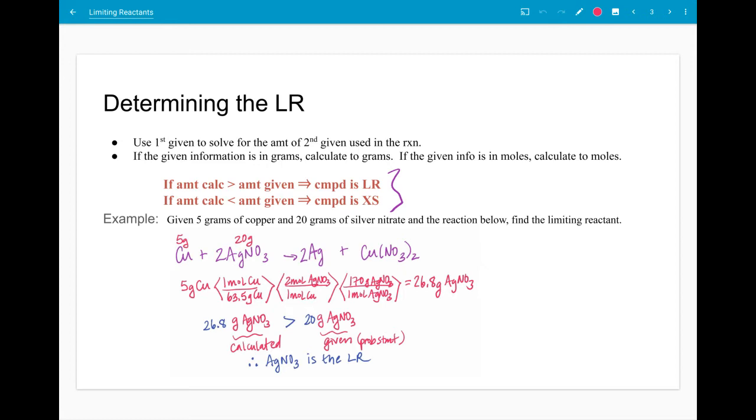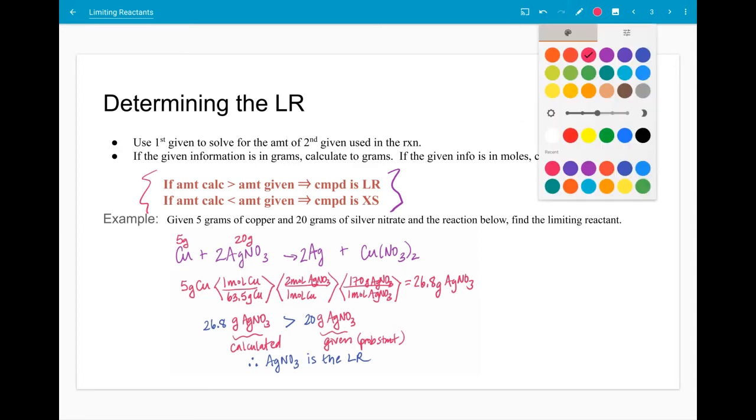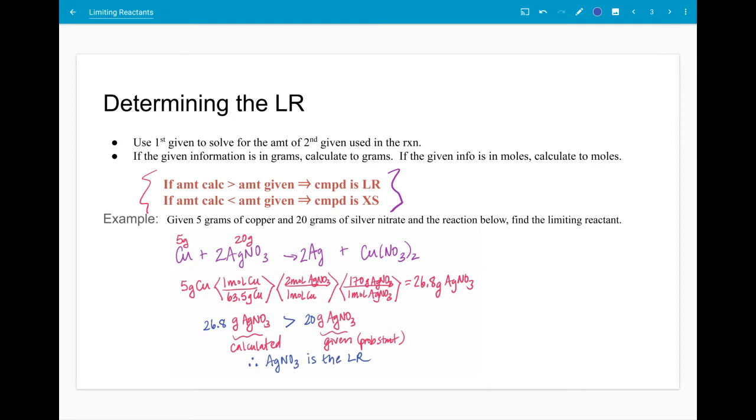If the things are given to you in grams, use it in grams. If it's given to you in moles, use moles. If it's in liters, use liters. And it all boils down to this inequality here, and I'm going to show you how that works. If your amount calculated is greater than your amount given, that means that compound is the limiting reactant. If your amount calculated is less than your amount given, that means your compound is in excess.